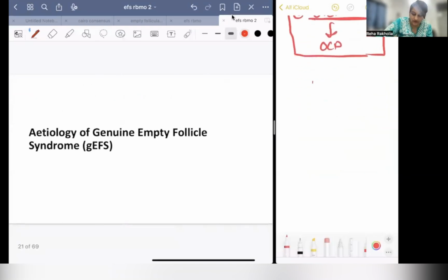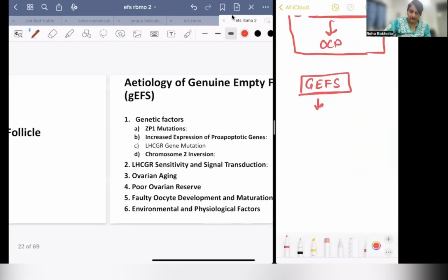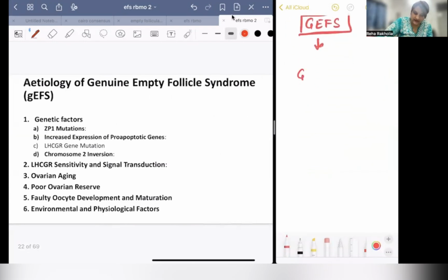Now, etiology of genuine empty follicular syndrome. First is genetic. It can be due to ZP1 mutation, zona pellucida 1 mutation.